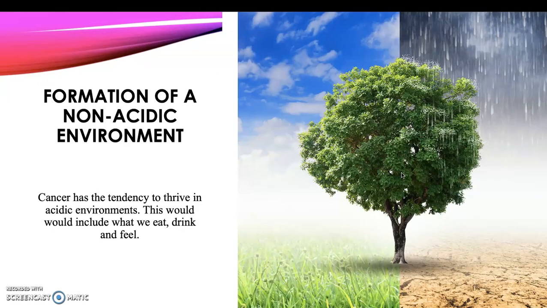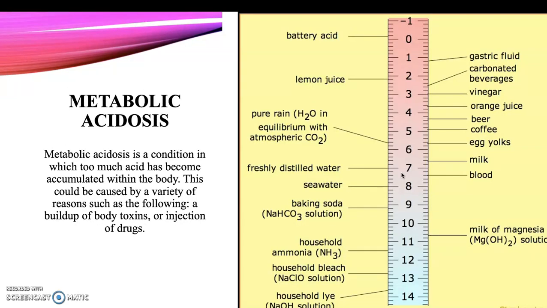Formation of a non-acidic environment. Cancer has a tendency to thrive in an acidic environment. This would include what we eat, drink, and feel. Metabolic acidosis. Metabolic acidosis is a condition in which too much acid has become accumulated within the body. This could be caused by a variety of reasons such as the following: a buildup of bodily toxins or an injection of drugs.